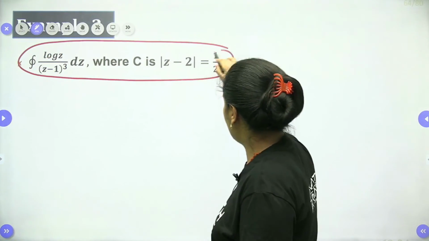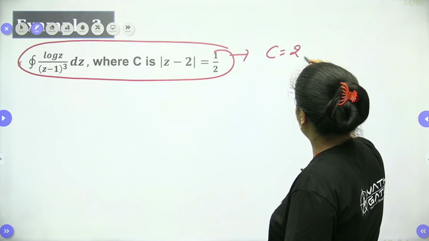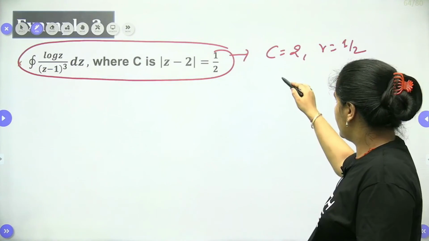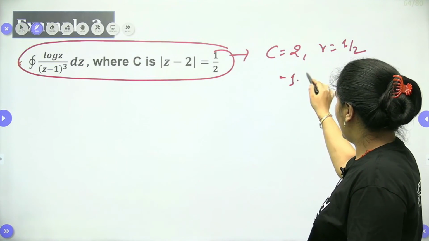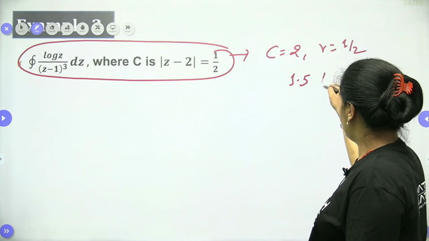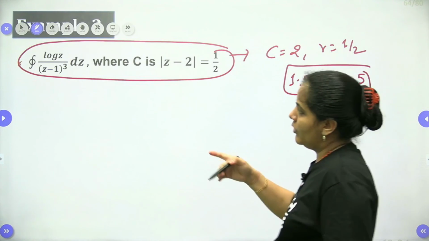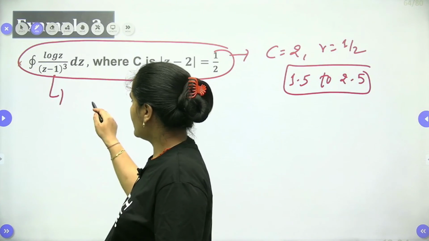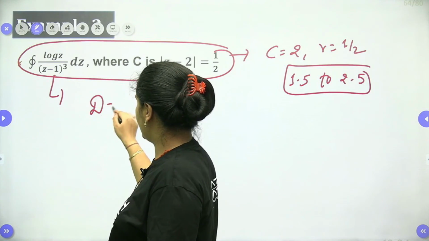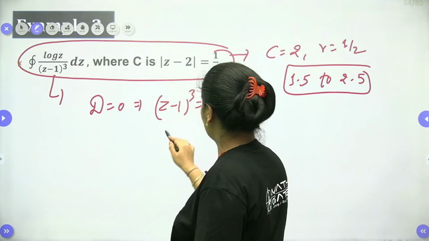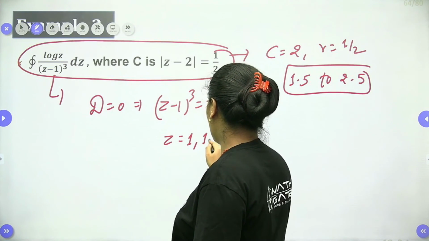Okay, now let's look at here. Again we have the center equal to 2 and the radius equal to 1 by 2. So I will not make the diagram again. We know very well the range will be 1.5 to 2.5 only. Exactly, from here we will find out the pole, that is, denominator equal to 0. We find the pole z minus 1 whole cube equal to 0. We will have a triple order pole.